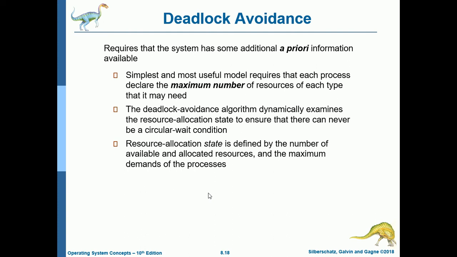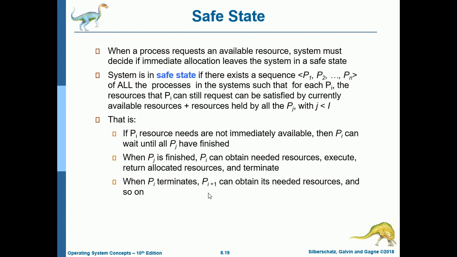The simplest and most useful model requires that each process declare the maximum number of resources of each type that it may need. The deadlock avoidance algorithm dynamically examines the resource allocation state to ensure that there can never be a circular wait condition. The resource allocation state is defined by the number of available and allocated resources and the maximum demands of the processes.